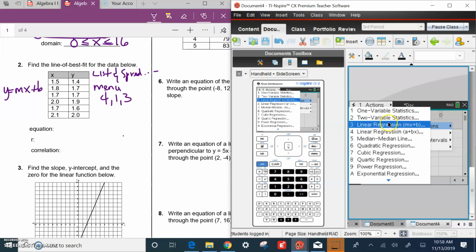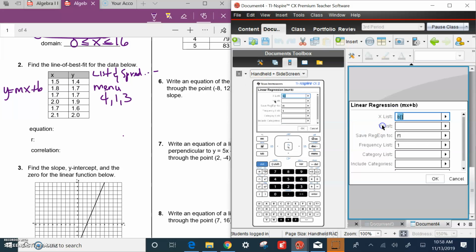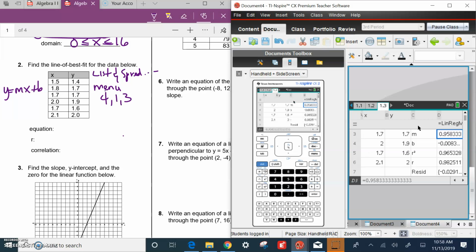Then once we have it, we're going to go menu, statistics, stat calculations, and linear regression, the first one, or menu 4, 1, 3. Select your X for X list. Select your Y for Y list. Then hit OK or enter.